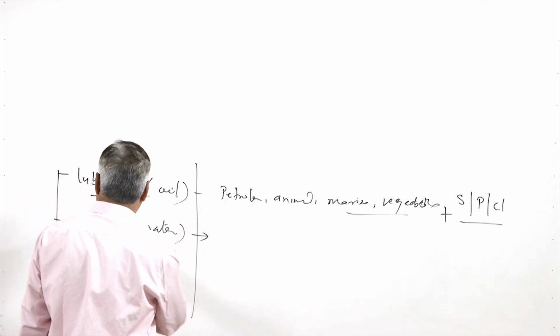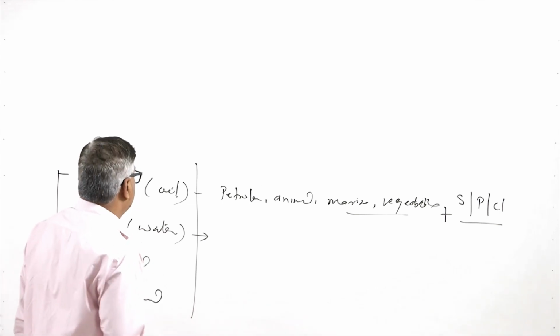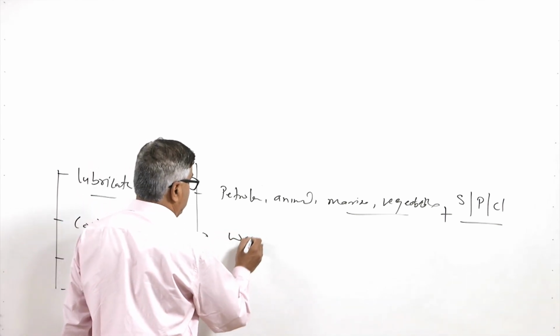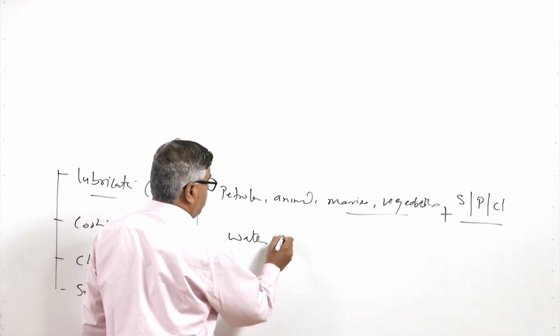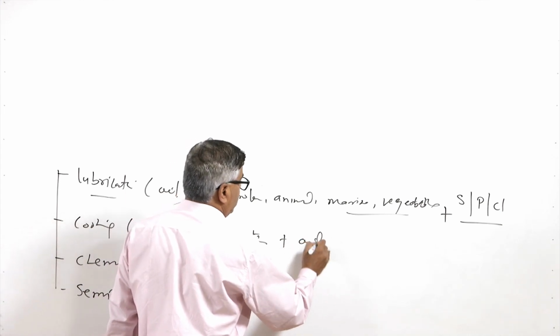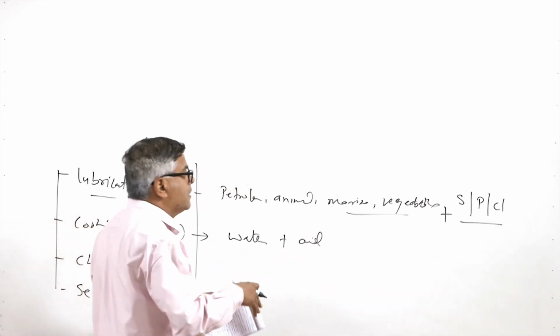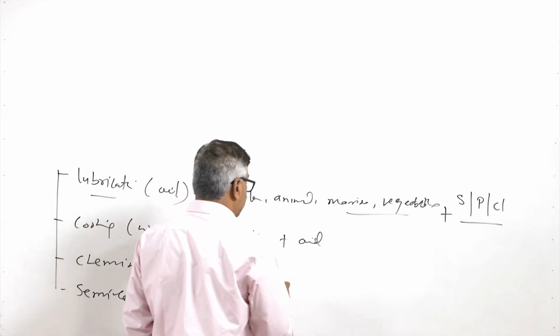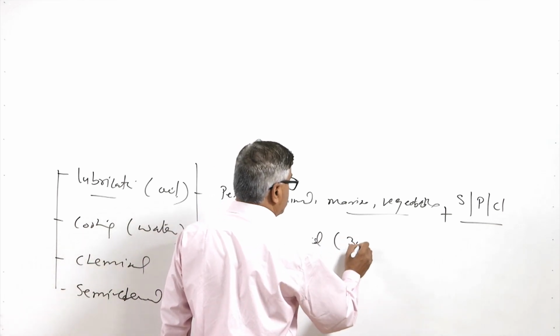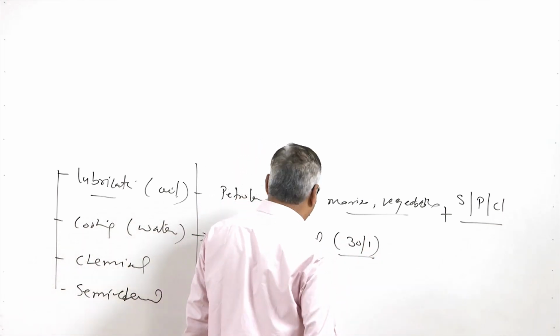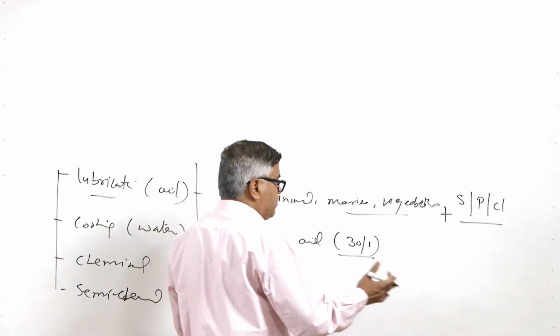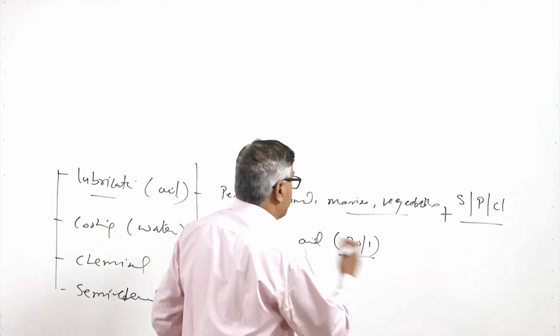On the other hand, the water based cutting fluids mainly have water plus some amount of oil added, so that it can also have some lubrication effect, wherein a 30:1 ratio of water and oil is used in order to distribute the oil in the water properly.